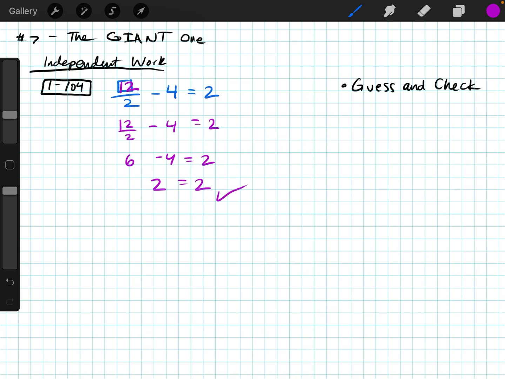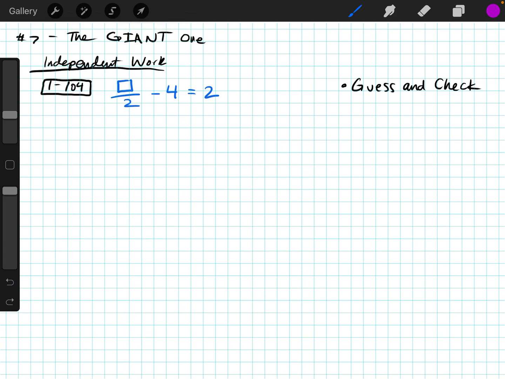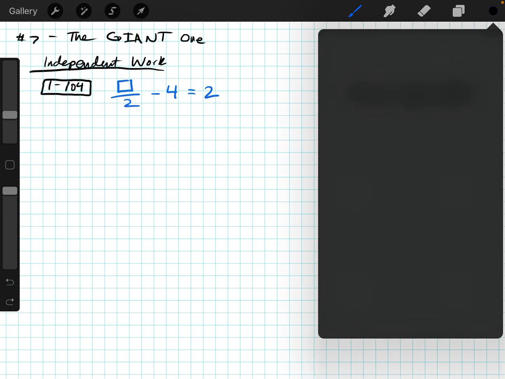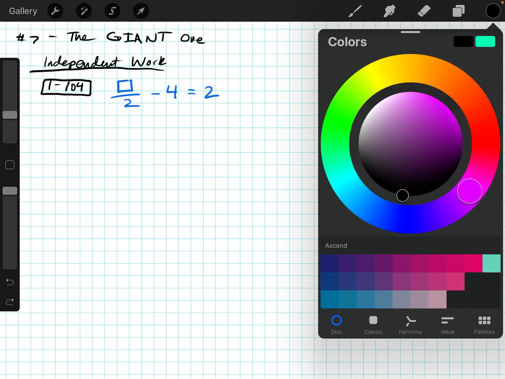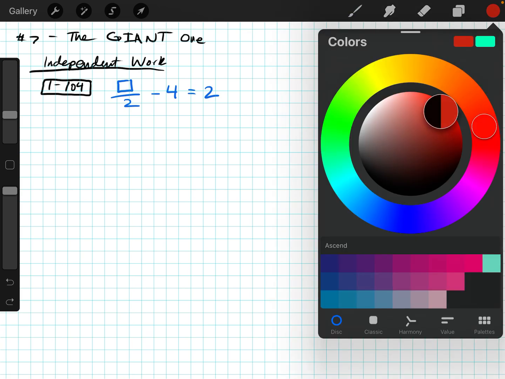Another way we could do this problem is by working backwards. Let me show you how you would do that. The second way would be to work backwards. What I mean by that is we can take these steps and work them backwards to figure out what number would go here. So in this problem, the first thing we should do is, let me pick another color too. Let's go with red.